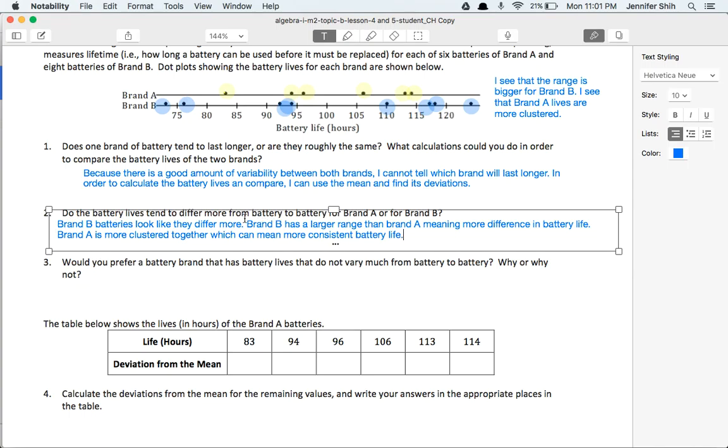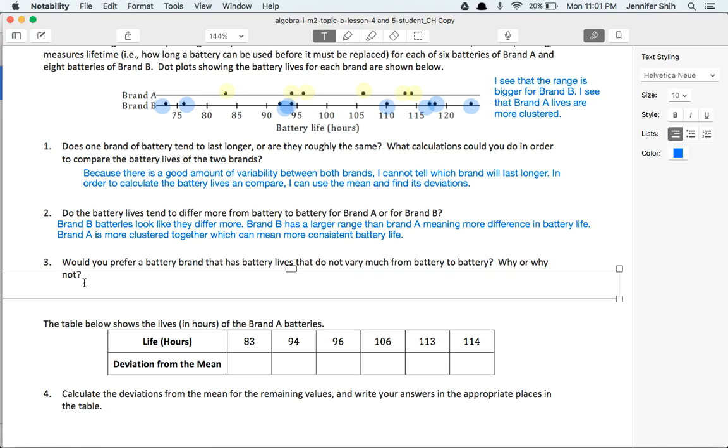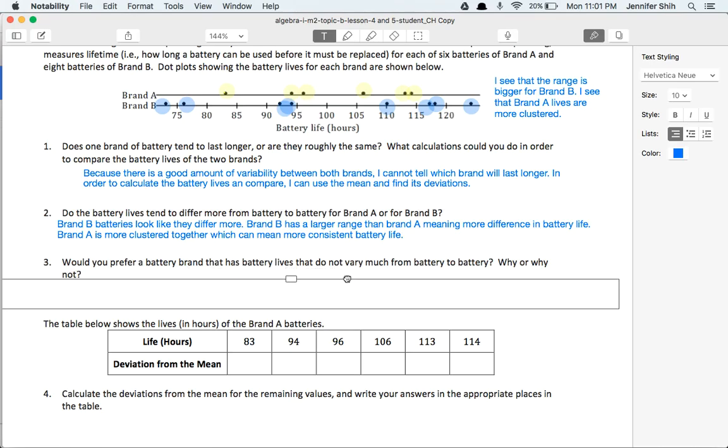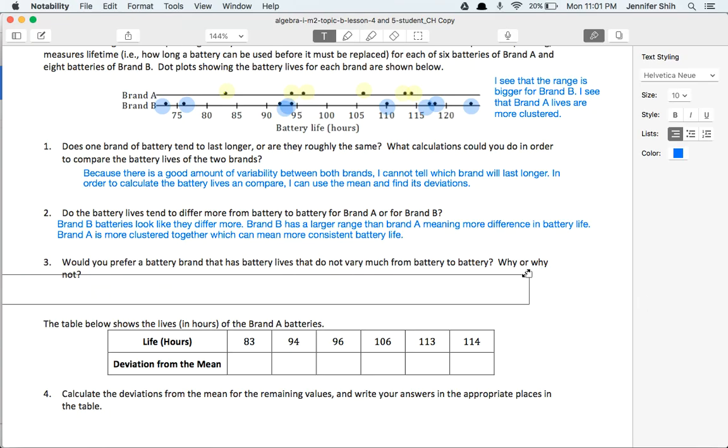I wrote my answer. I wrote two pieces of information. Best way you can answer it. Would you prefer a battery brand that has a battery life that does not vary as much? Why or why not?